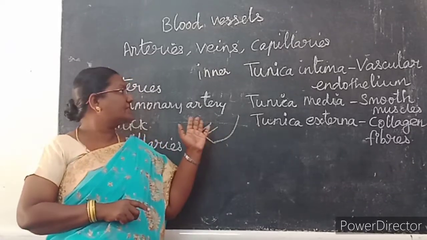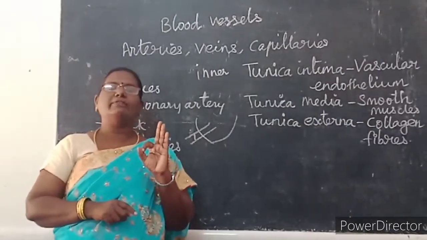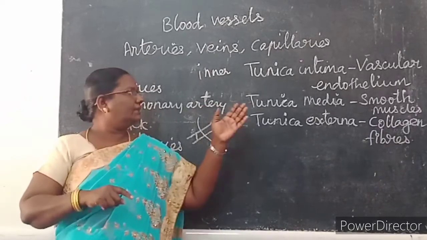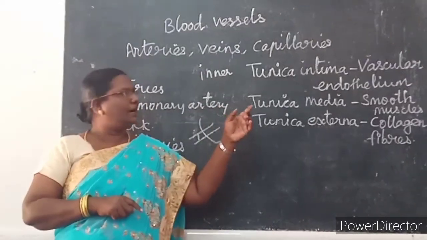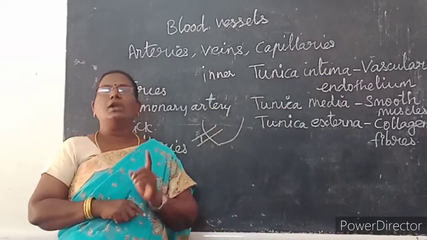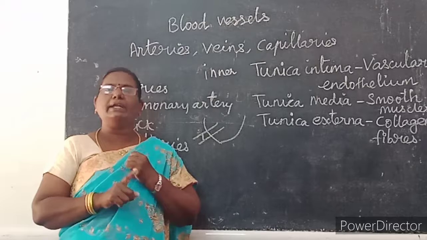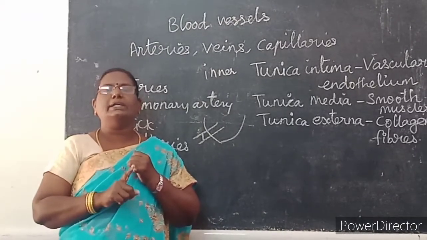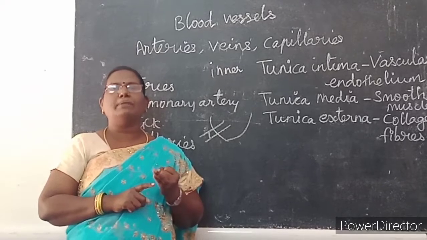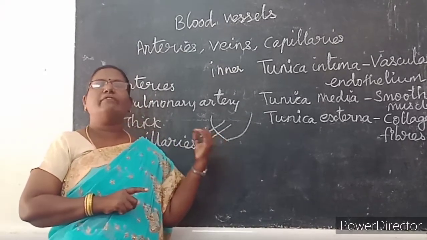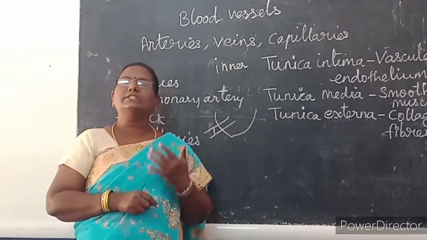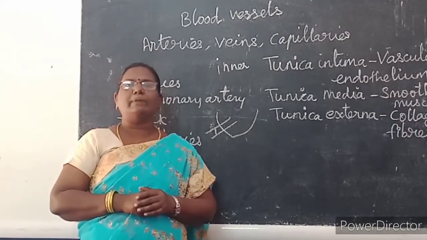So let us just recall it. There are three types of blood vessels. What are they? Arteries, veins and capillaries. Then the layers are tunica intima, tunica media and tunica externa. The arteries always carry the oxygenated blood except the pulmonary artery. The veins always carry the deoxygenated blood except the pulmonary vein. The capillaries are branches of arteries and contain a mixed type of blood, both oxygenated and deoxygenated.